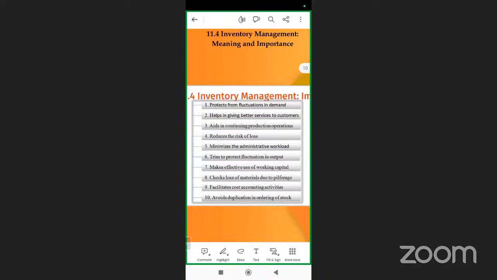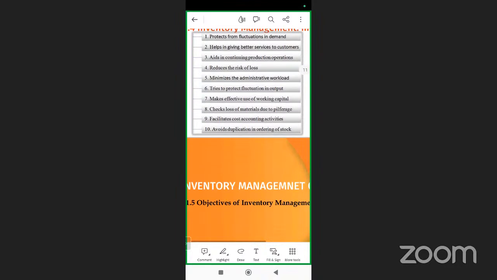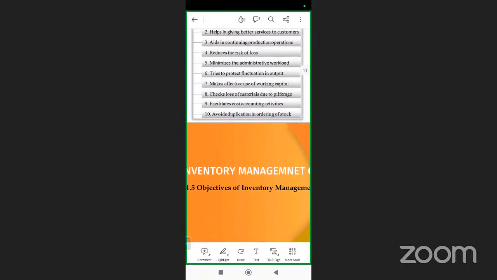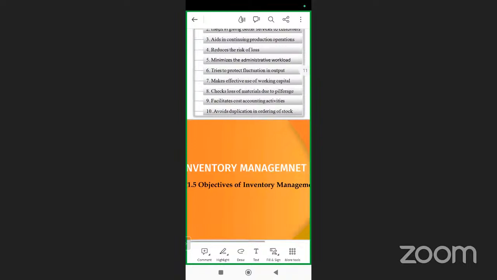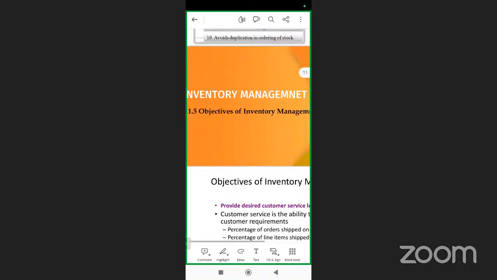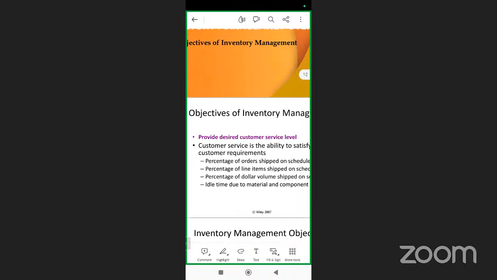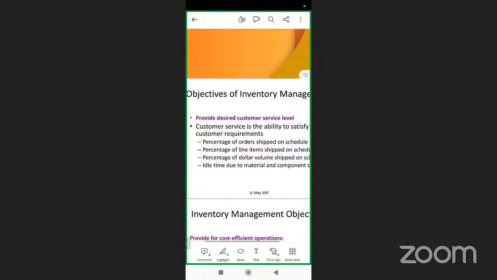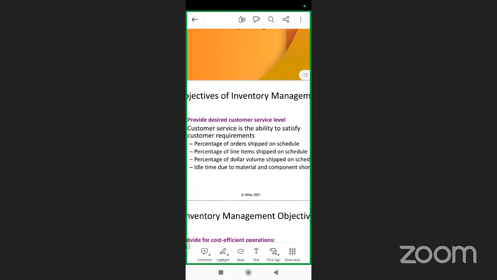It helps to give better services, aids in continuing production operations, reduces the risk of loss, minimizes the administrative workload, tries to protect against fluctuation in output, makes effective use of working capital, checks loss of material due to pilferage, facilitates cost accounting activities, avoids duplication in ordering of stocks. Now, what are the objectives of inventory management? Provide the desired customer service level. This is the thing.